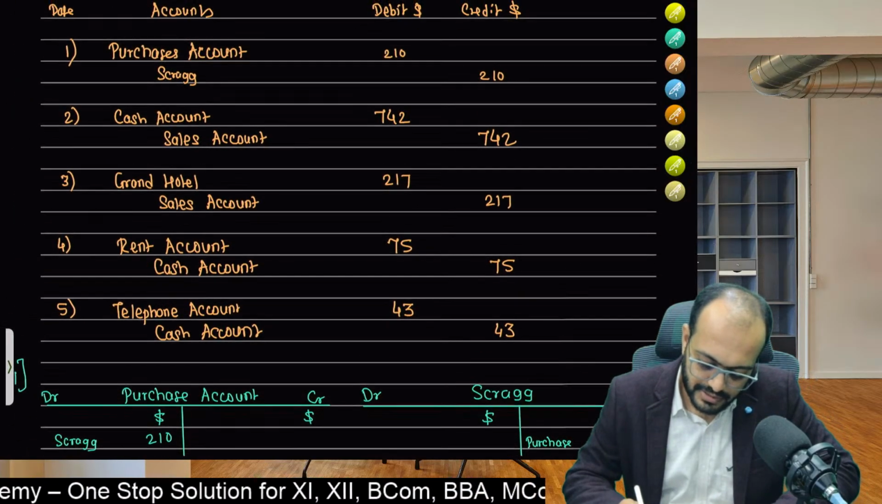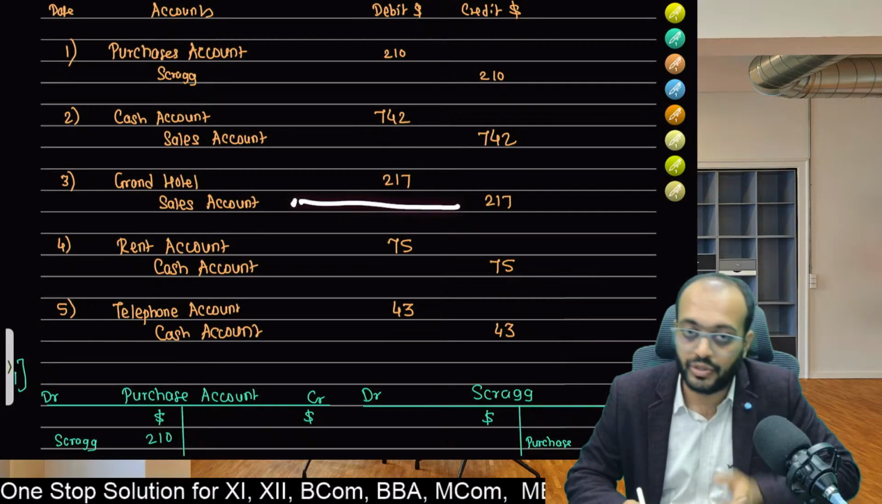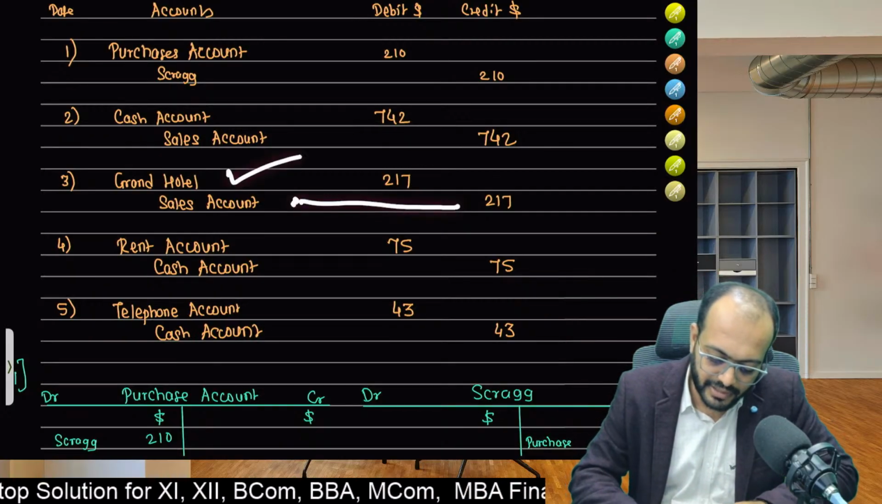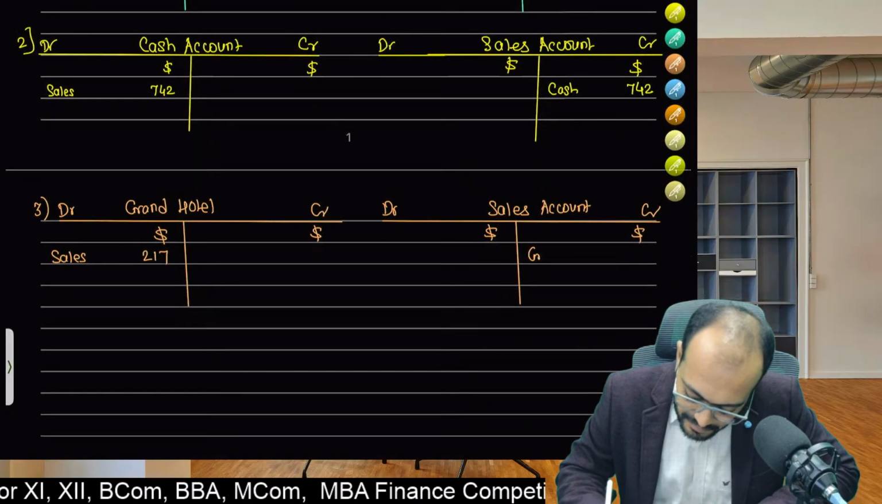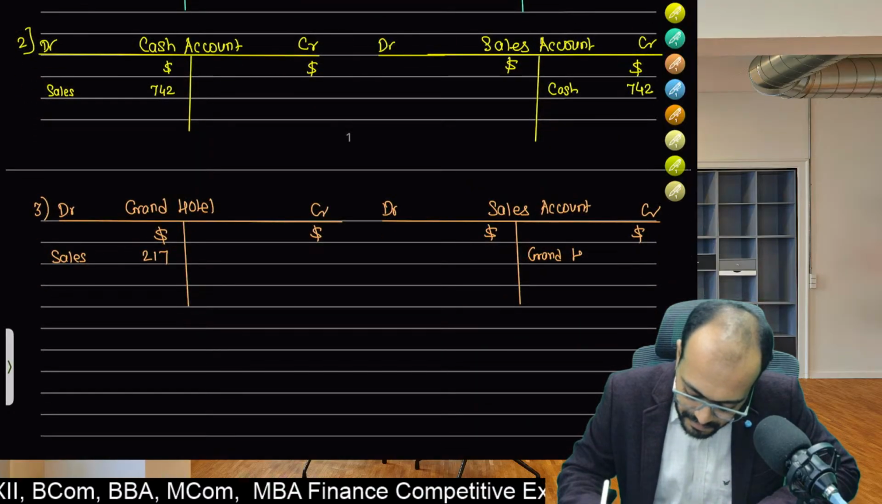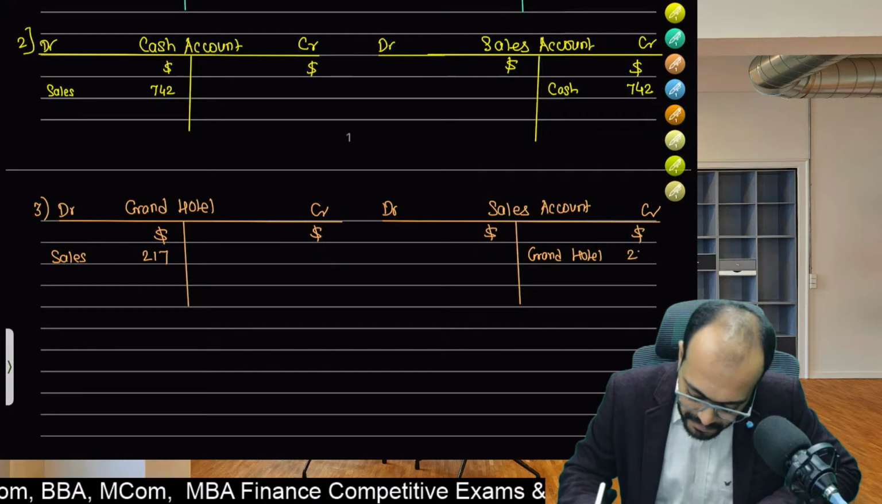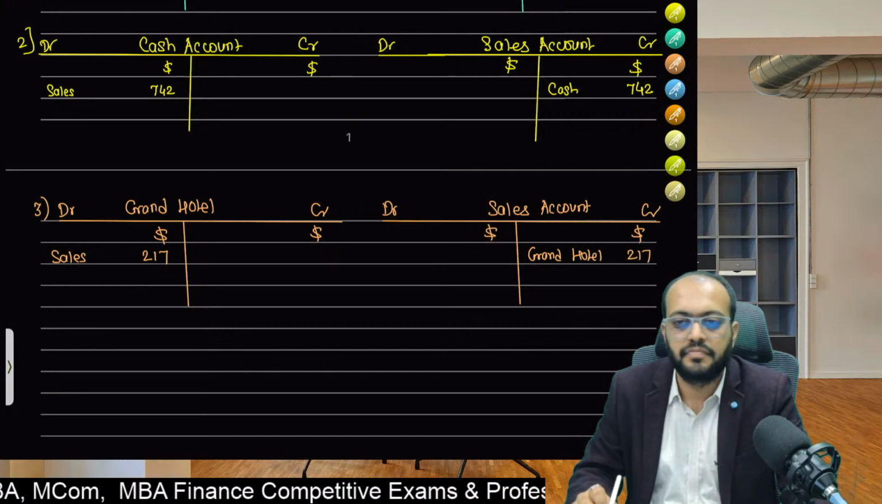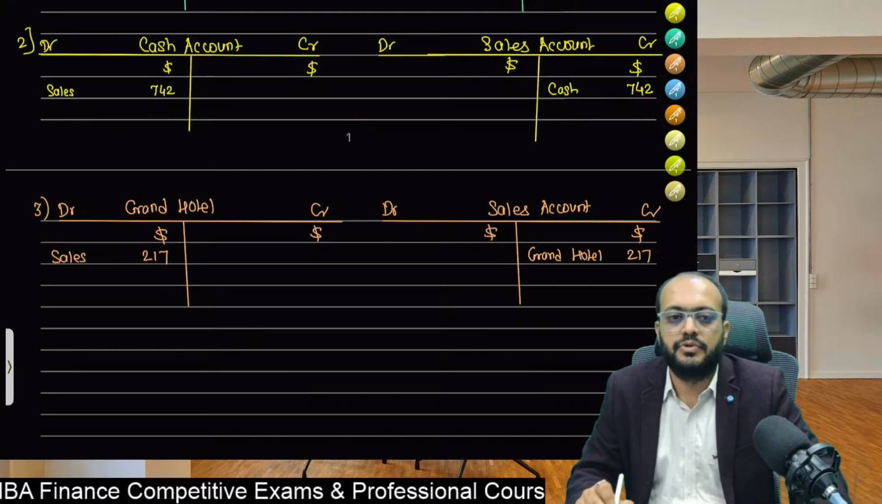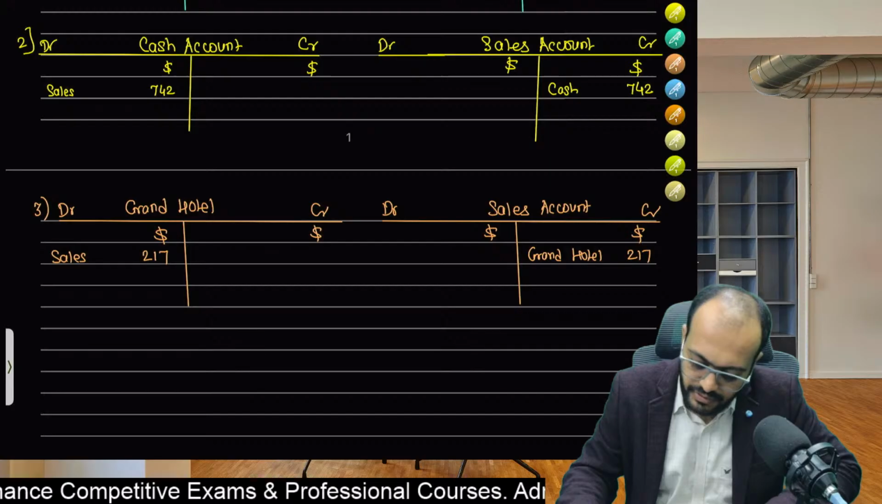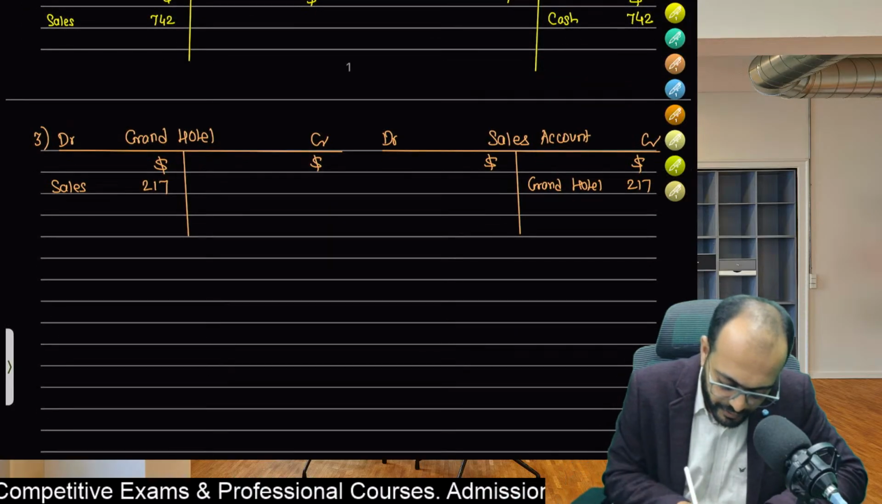And here sales account is credited, so we have to go to the credit side of sales account and write the name of the debit, Grand Hotel, amount 217. Okay, yes. So moving to the next part. This was transaction number 3. Now transaction number 4.